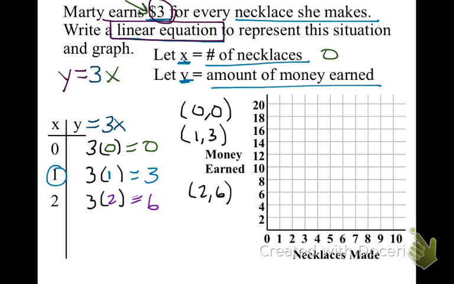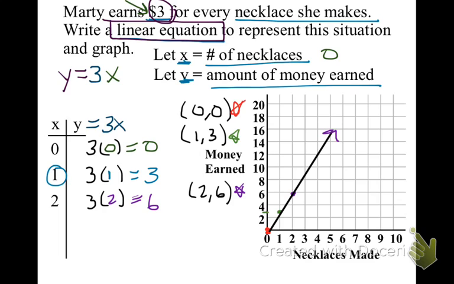So let's go and graph this. My first coordinate point, 0, 0, is right there, right? Because if I've made nothing, I've made no money. Let's see, my next coordinate point, 1, 3. So 1, 3 is like right in between there, so we're going to go right about there. And then my last coordinate point, 2, 6, goes about right there. And my last step is to draw a line, oh, that line's a little off, let's try again. And that is what my graph is going to look like.